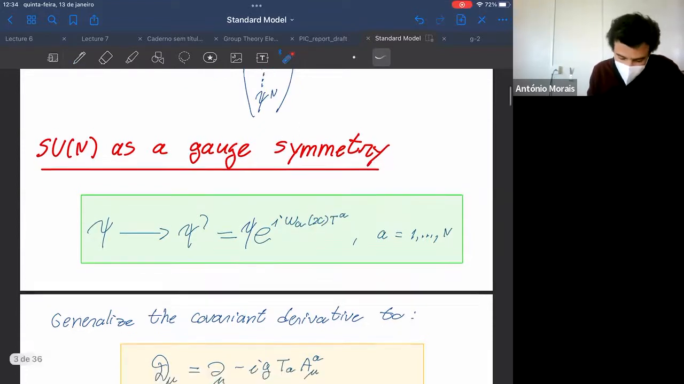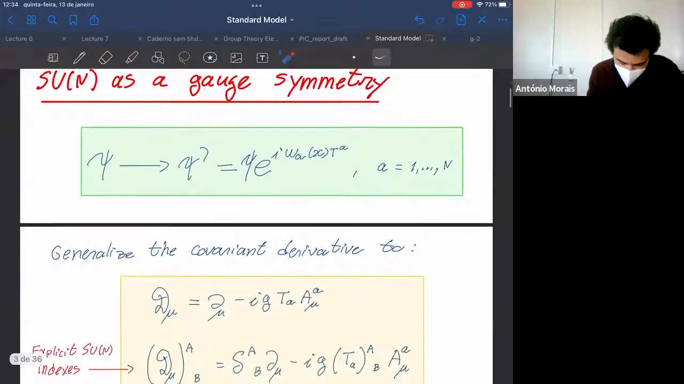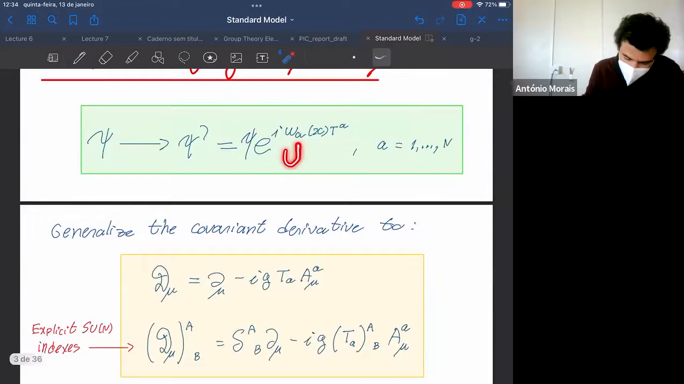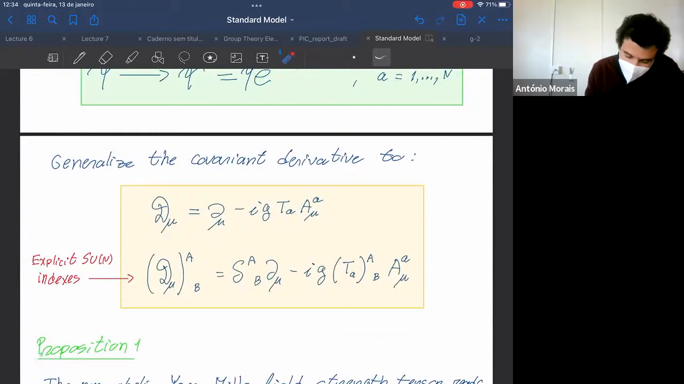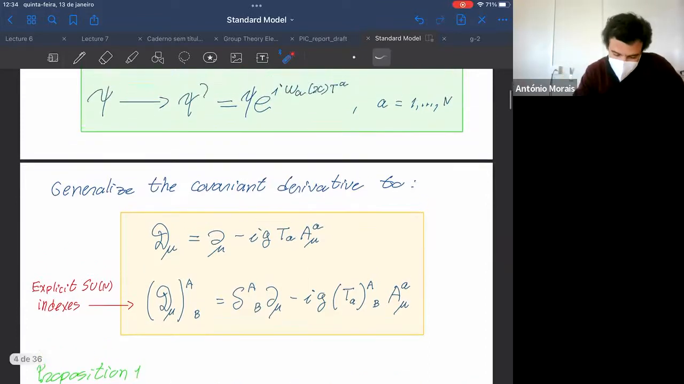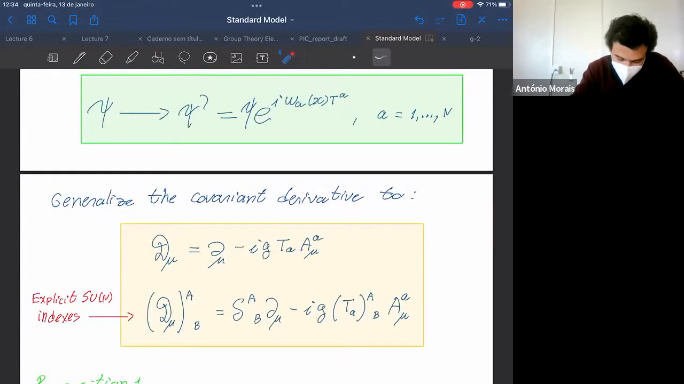And A runs from 1 to n. So this is just a generalization of the U1 transformations. Typically, we also write this as nu. And the covariant derivative is generalized in the way that you see here. So it's no longer only minus i g A mu. You have A mu A T A, so this has to be a contraction here. And I have decided in this part, at least unless otherwise stated, to use indices up and down, using the Einstein summation convention. Exactly, so this is with explicit indices.